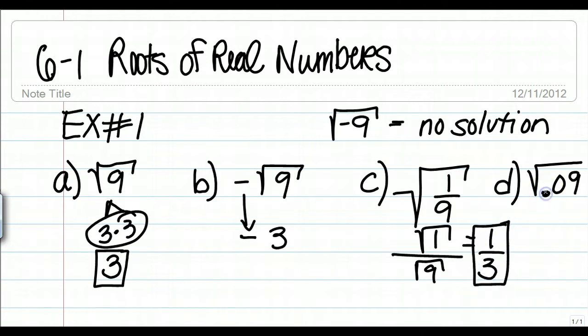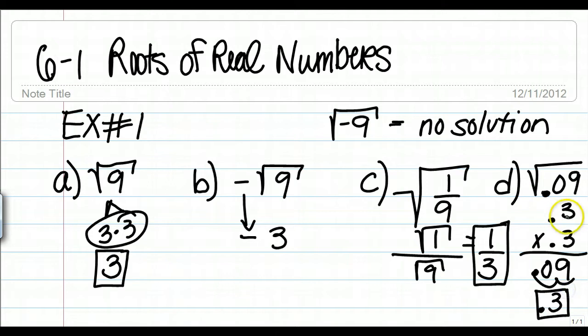Here with the decimal, same thing. You have to find the square root of 0.09. Well, if you have 0.3 times 0.3, you know that 3 times 3 is 9. And if you remember, whenever you're multiplying decimals, if you have two decimal places, because this is a decimal place and this is a decimal place, you have to move your decimal over twice. So that's how we would get the 0.09. So the answer is 0.3, because 0.3 times 0.3 is 0.09.